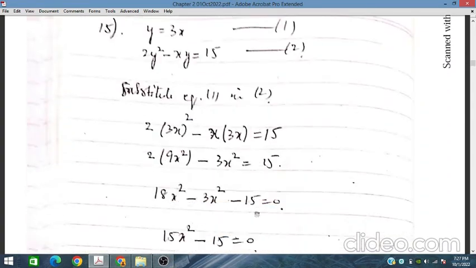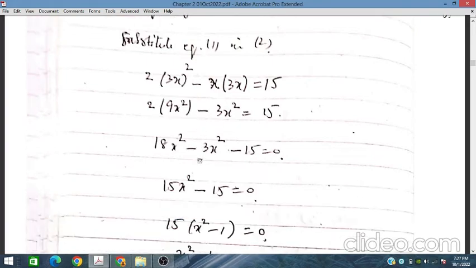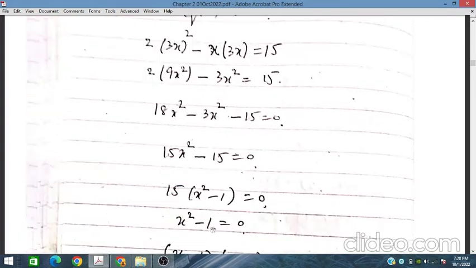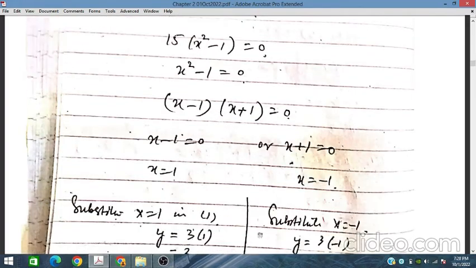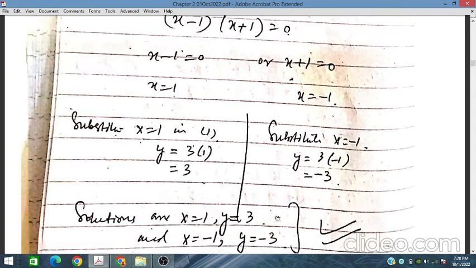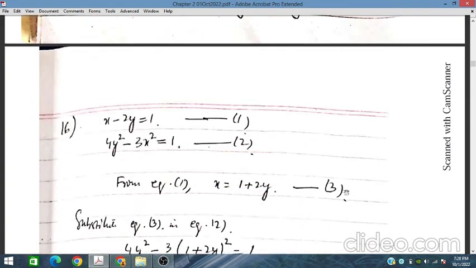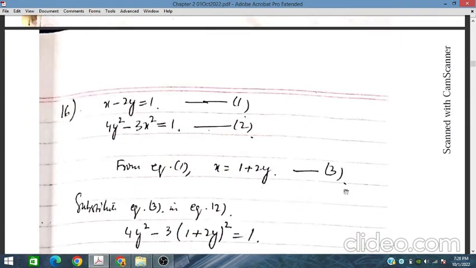Now solve this 15. You can see this y is equal to 3x, 2x square minus xy is equal to 15. So in place of y we can place this y is equal to 3x, and by solving we have obtained this. Placing it, so this is the solution from this equation.